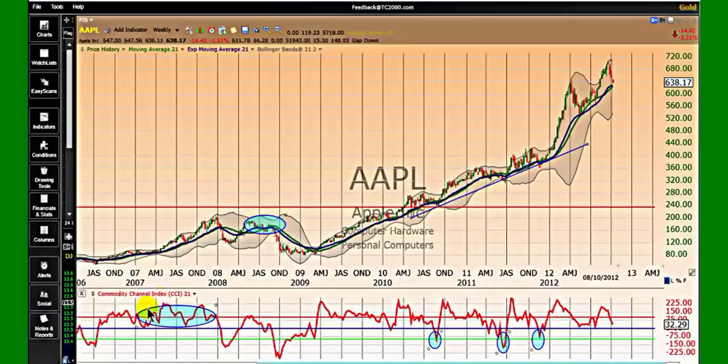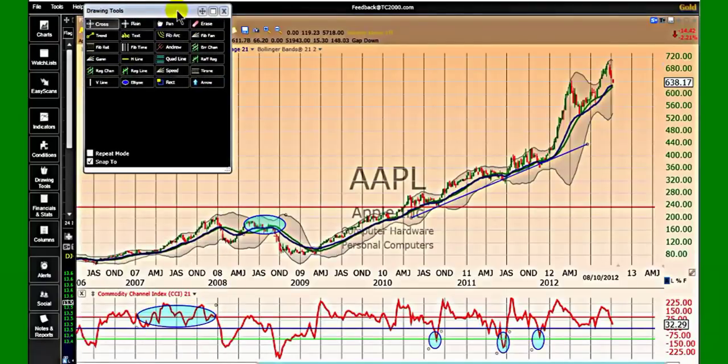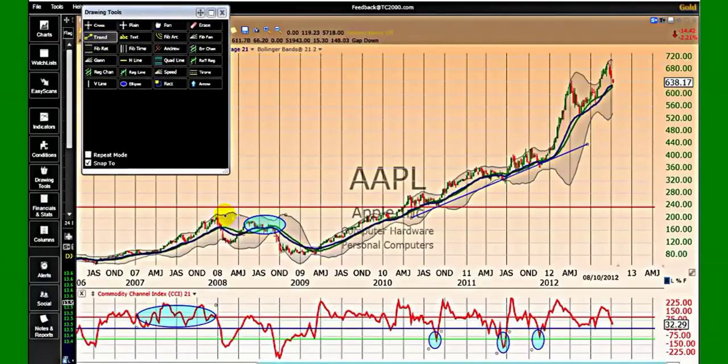The first CCI was overbought. Now we have another CCI that here was overbought, touching the plus 100. And we have a lower high. Can you see it? Can you see the lower high? We are on the weekly chart for Apple stock. It's a lower high. How do we know?